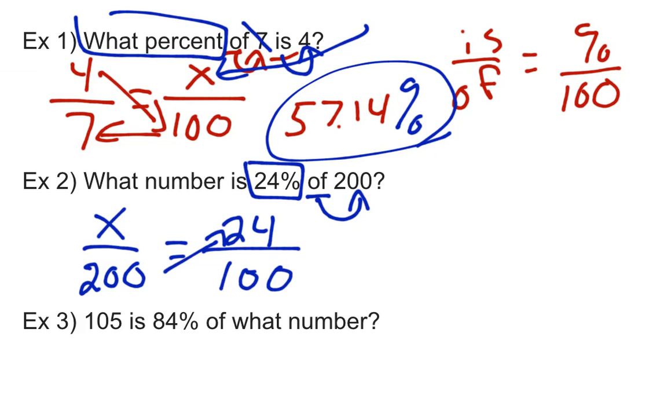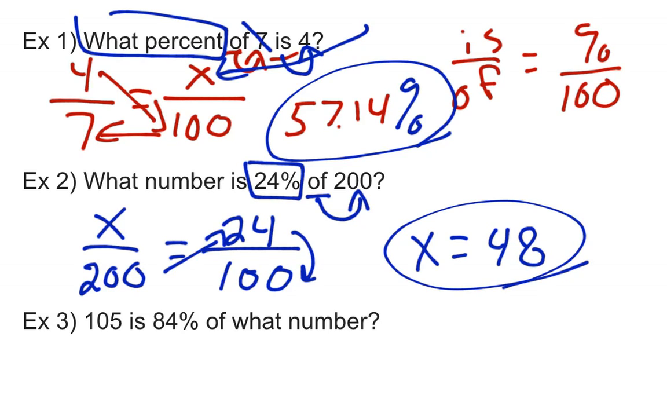So I cross multiply 200 times 24 divided by 100, and we get a final answer that x has to be 48. Now in this case, 48 is not a percent. We weren't looking for the percent. We were looking for what the is. So 48 is the number that is 24% of 200.